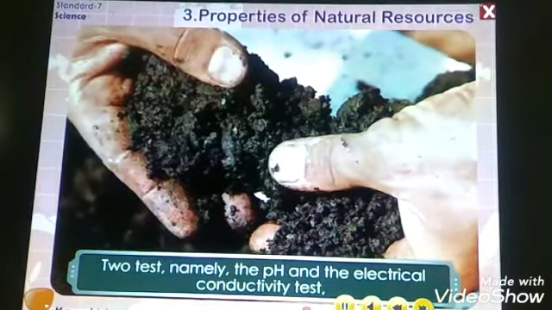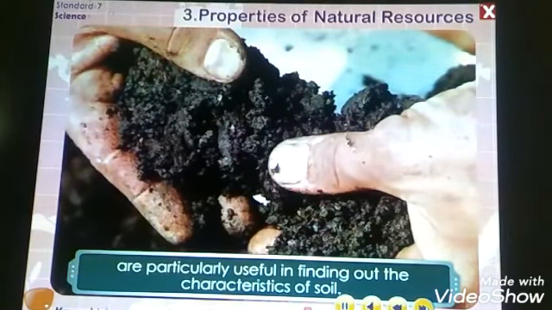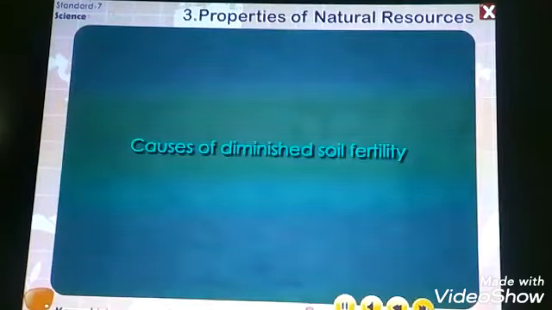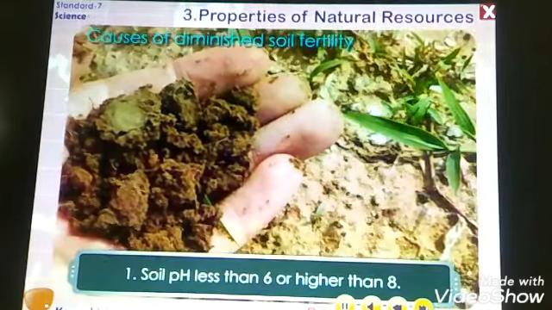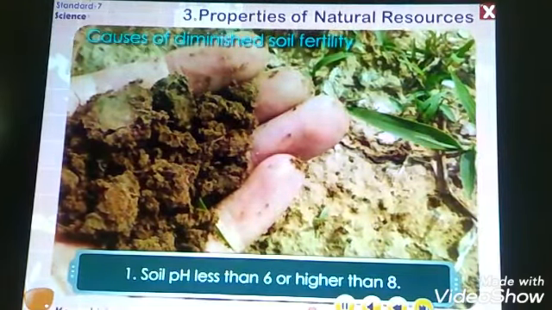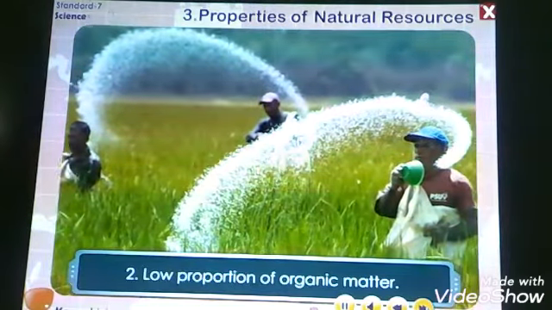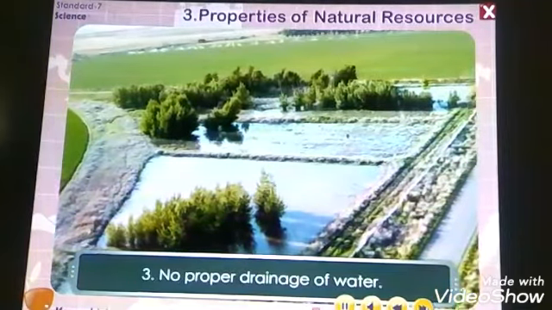Two tests, namely the pH and electrical conductivity, are particularly useful in finding out the characteristics of soil. Causes of diminished soil fertility. Soil pH less than 6 or higher than 8. Low proportion of organic matter. No proper drainage of water.